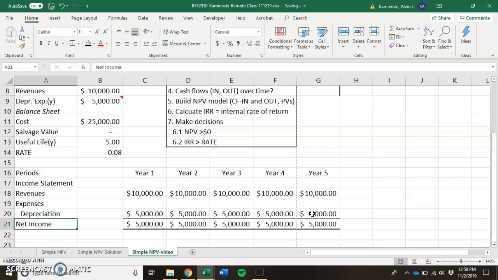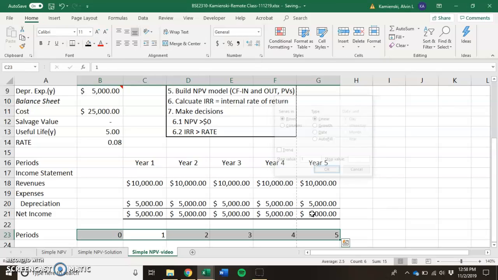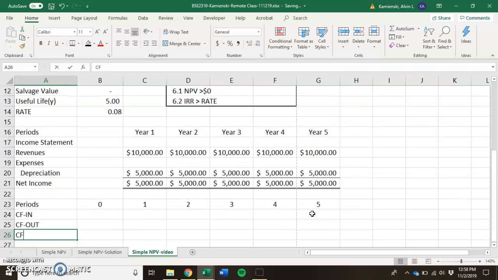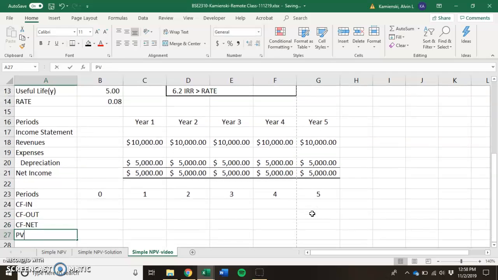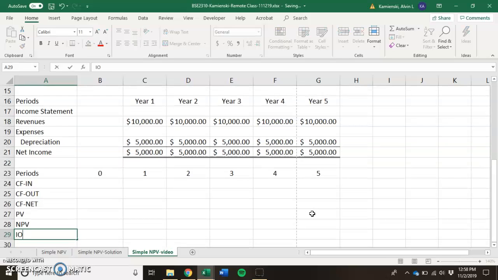What we want to do now is determine the present value of all of those cash flows. So if we think about periods again, this time we need a period 0, as that will be the time when we buy the copier, and we will go out for 5 years. We have cash flows in and cash flows out and cash flows net, for which we calculate the present values, then NPV and IRR.